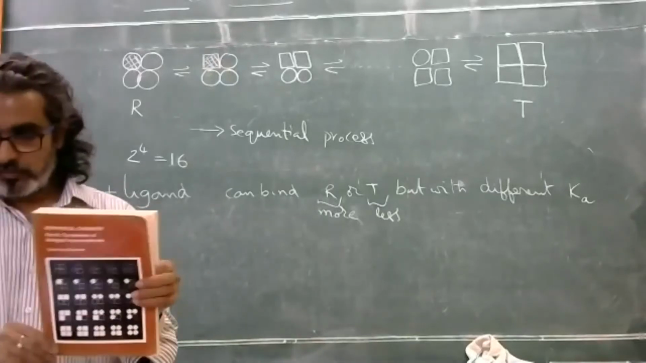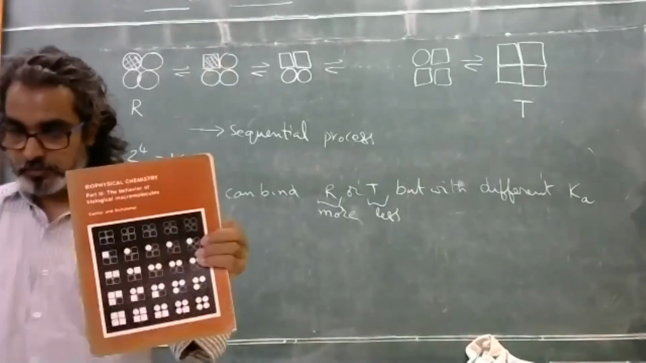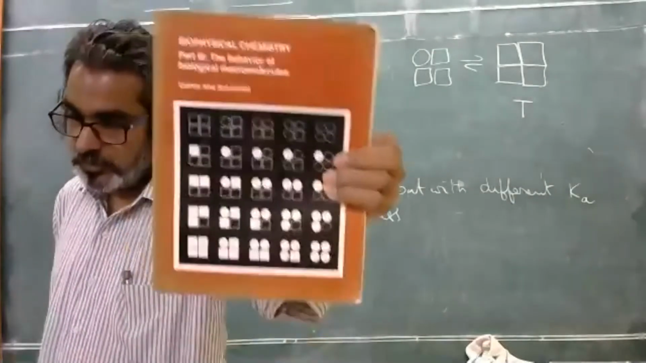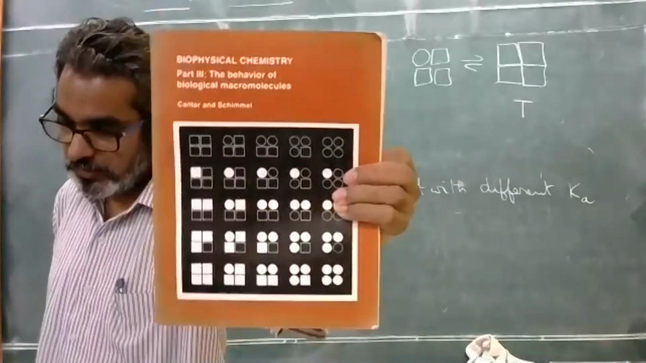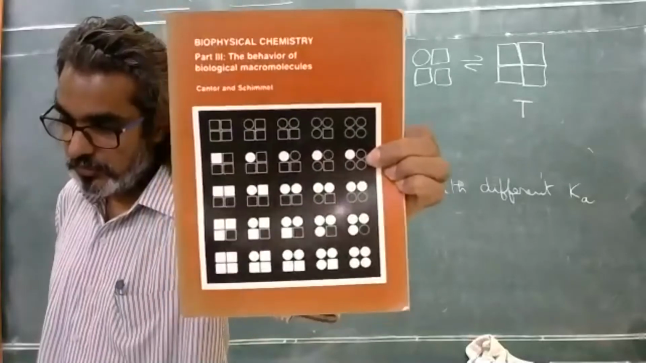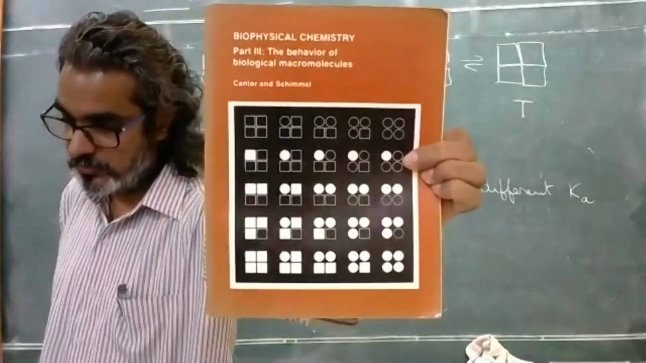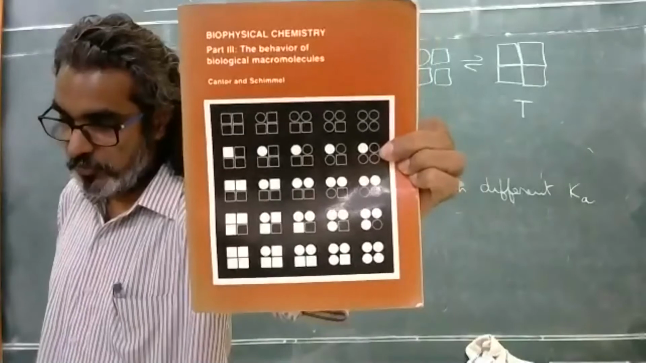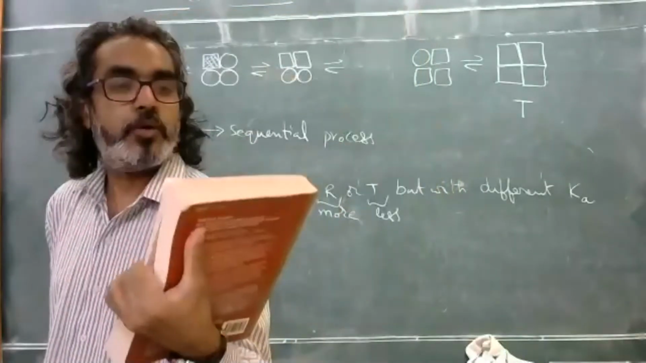Okay, so everyone can see. Let me try to put it near the camera. Okay, you see, this is a Cantor and Schimmel book. Everyone sees my image? Yes, sir. This is a beautiful cover page. I think this is volume 3.